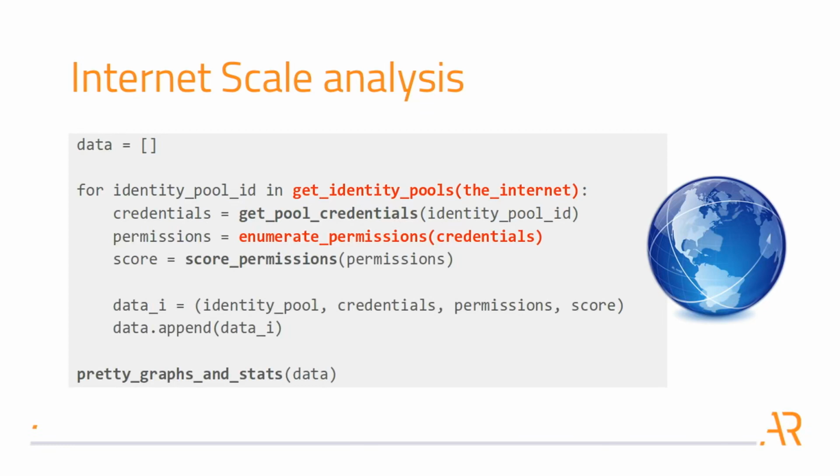So for each of the identity pools that we get from the internet, I'm going to get the credentials using the function that we saw before in one of the first slides. Then enumerate the permissions for those credentials. And in some way, we want to score those permissions. We want to know if they are good, bad, insecure, or secure. And with all of that information, we want to do pretty graphs and go to a conference.